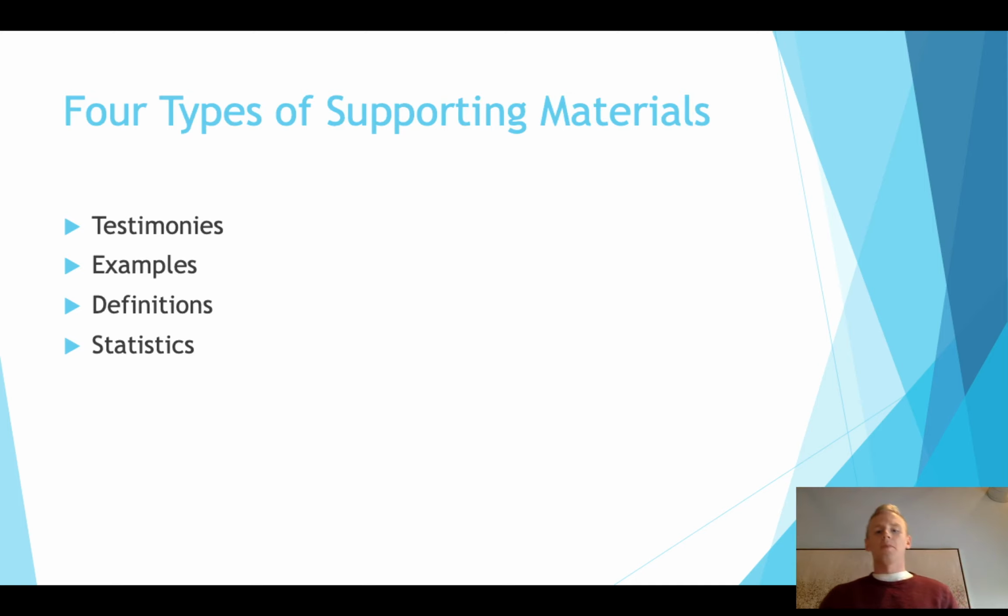Let's talk about supporting materials really quickly. There are 4 types of supporting materials that we're going to highlight for this class: testimonies, examples, definitions, and statistics. I'm assuming everybody knows what a definition is. I'm assuming everybody knows what an example is. We're going to touch on testimonies and statistics very briefly.